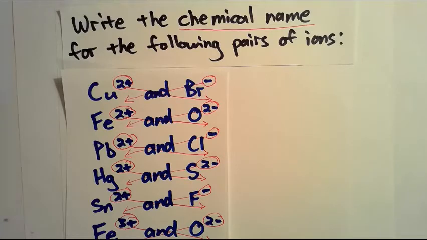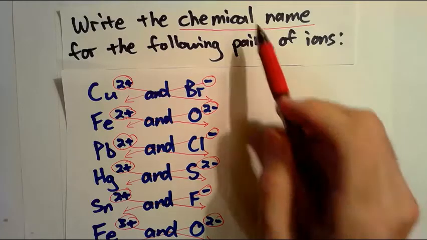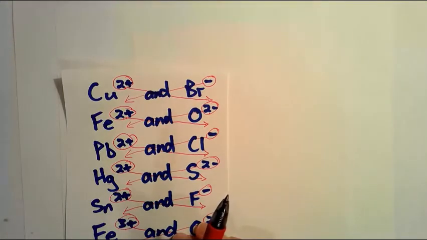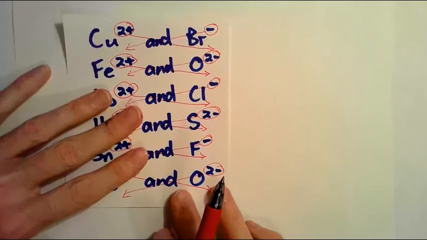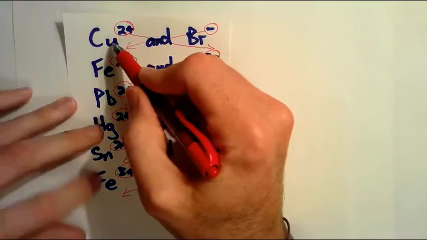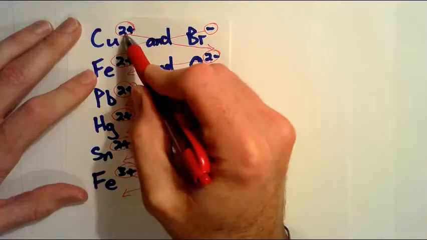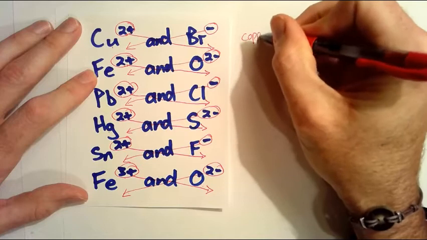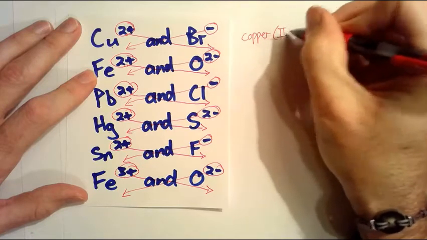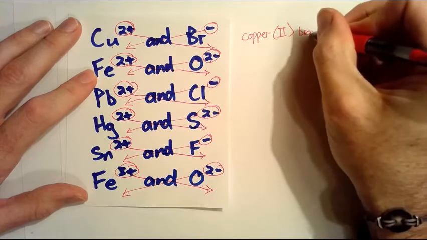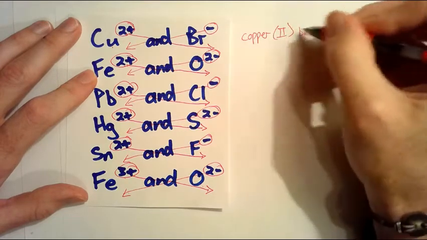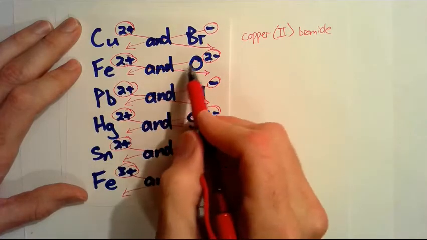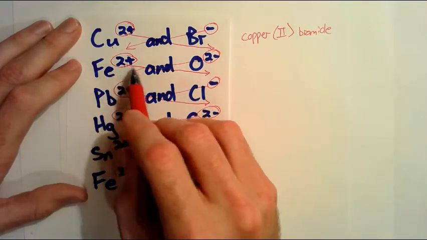Now that we're comfortable with the crisscross rule in writing chemical formulas, let's write the chemical names. The chemical names for the type 2 ionic compounds are always going to have a Roman numeral in them. I'll give you an example. We have copper 2 plus and bromide, so that is going to be copper(II) bromide. Here we have iron 2 plus and then oxygen, so that's going to be iron(II) oxide.